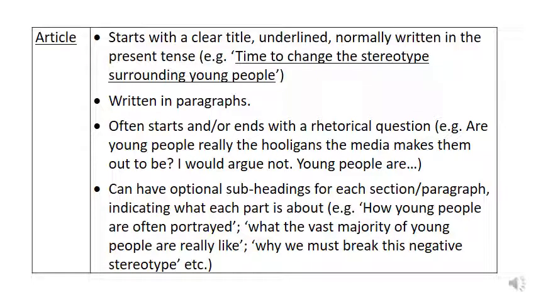So this is on your knowledge organizer as well, but just pointing out the key features that often are used in articles that indicate clearly, in this case to your examiner, but to your reader in general, that you are writing an article. So we start with a clear title, which is underlined to indicate it is the title of the article, normally written in the present tense. So for instance, e.g., time to change the stereotypes surrounding young people. Okay, it doesn't have to be clever or witty, but just quite straightforward and clear as to what your whole article is going to be about. And you'll see on the waggle in a minute the kind of title that person's gone with.